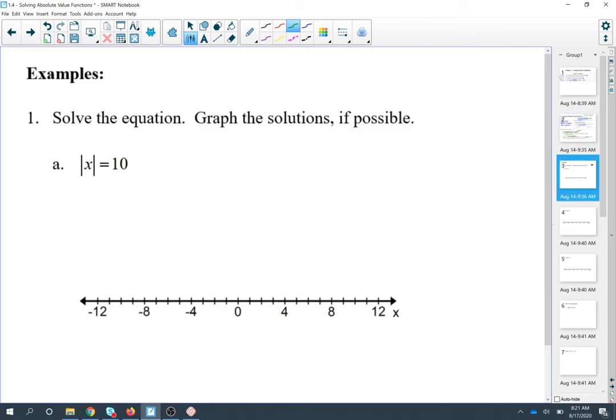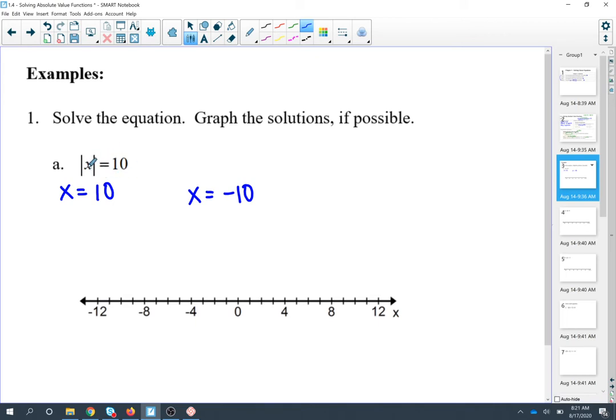Okay, let's take a look at some a little more simple examples. Number 1, solve the equation and graph the solutions if possible. So first of all, the absolute value of x equals 10. So they're saying, what value is 10 away from 0? Well, we're going to solve two related equations. The first one is, well, x equals 10. The second one, because we're just dropping the absolute value bars, would be x equals negative 10. And again, you drop the absolute value bars and then you do a positive version and then a negative version.